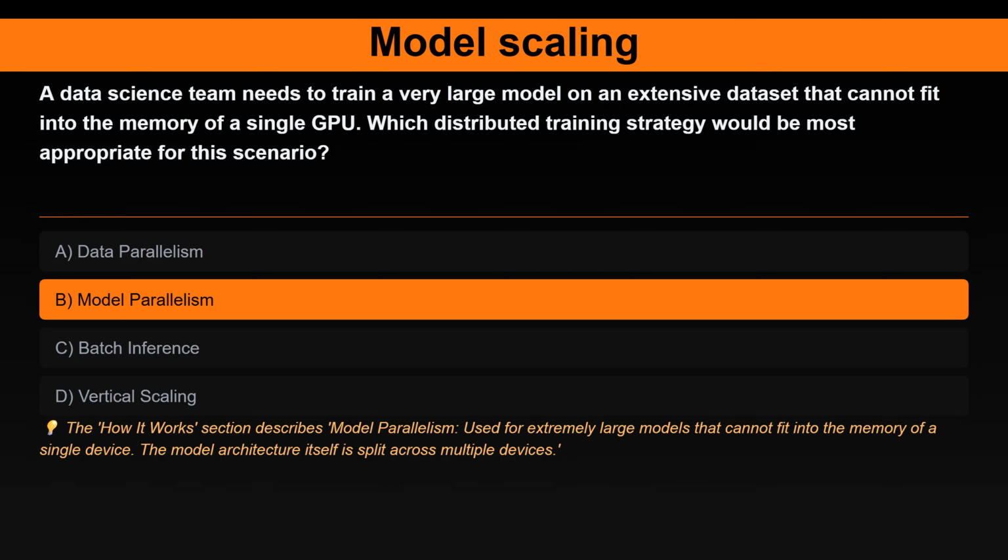The correct answer is model parallelism. Here's the explanation. The How It Works section describes model parallelism, used for extremely large models that cannot fit into the memory of a single device. The model architecture itself is split across multiple devices.